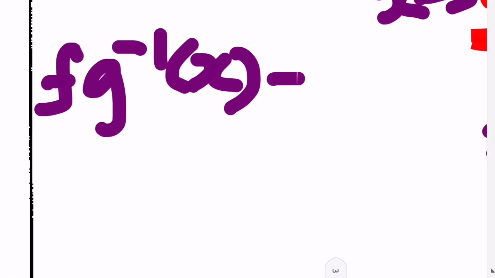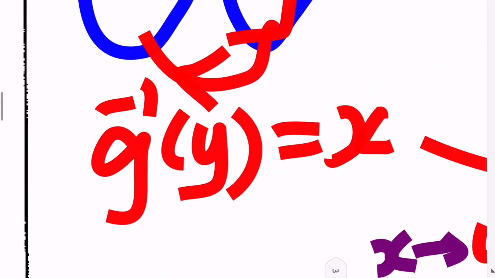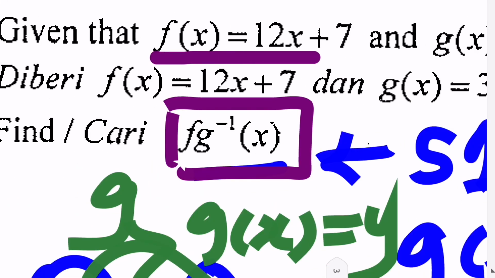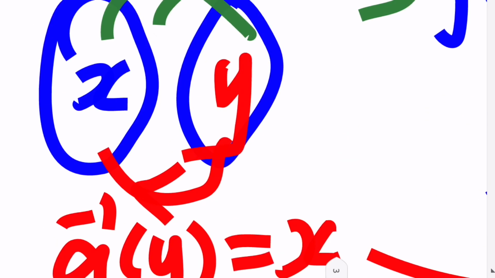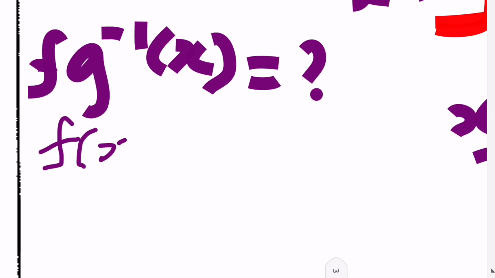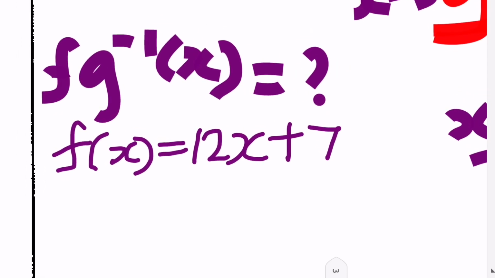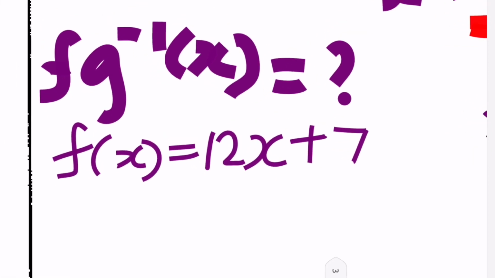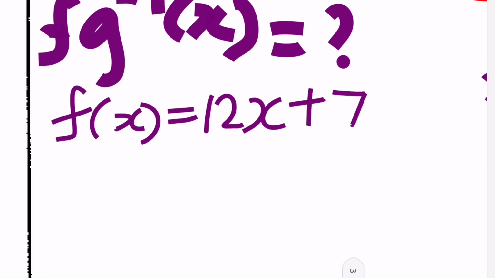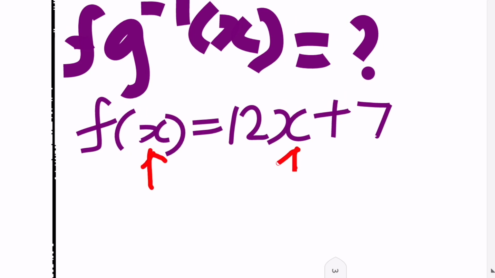After you find the inverse function, that inverse function will be the object for the composite function. You know that when you do a function, you always have two things: one is the function, another one is the object. Always remind yourself. So for this composite function, the function is f and the object is g inverse x. Now copy down the function f(x) equal to 12x plus 7. If you change the values of x, the function will follow. For example, if you put f(2), it will be 12(2) plus 7.